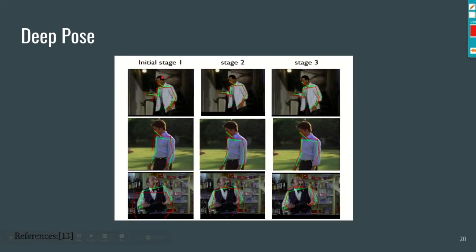This example explains what I have said. We have an initial stage, and stage 2 and stage 3 are the stage S. In the initial stage, you can see the pose estimation is not that accurate. But when we refine it, it improves, and then in stage 3, finally, it totally detects the pose estimation, enhanced and efficient.